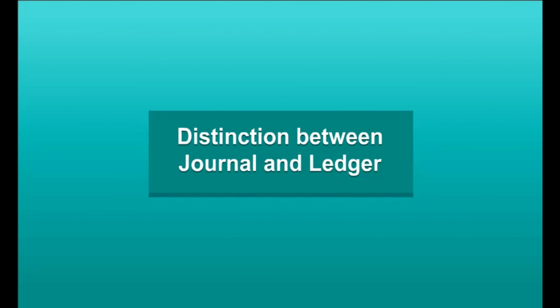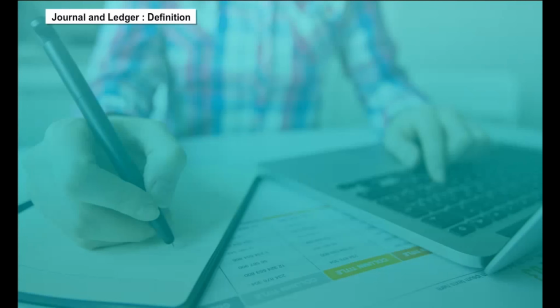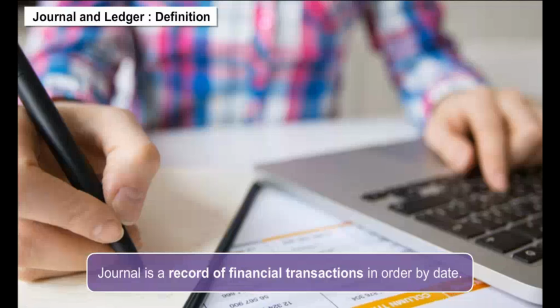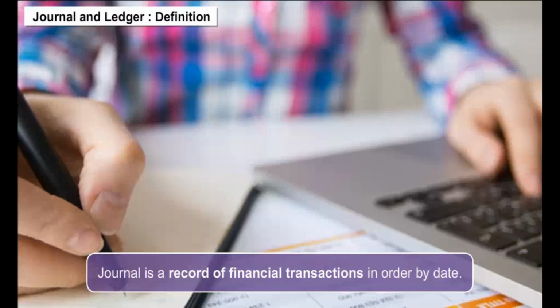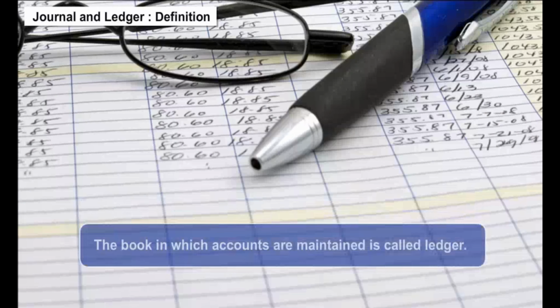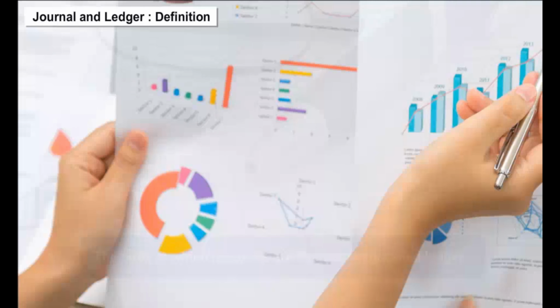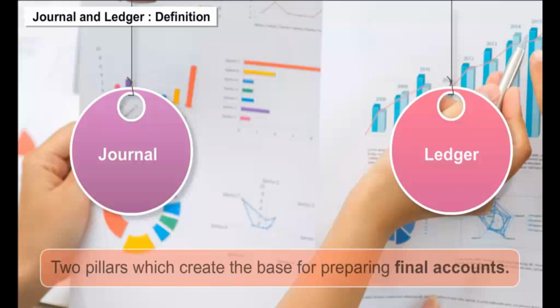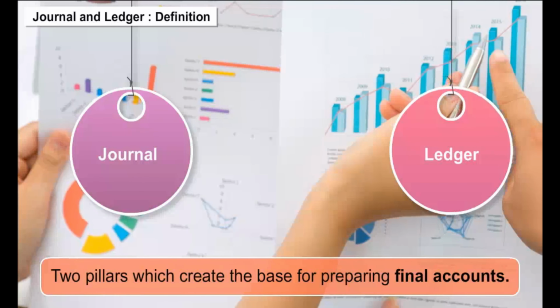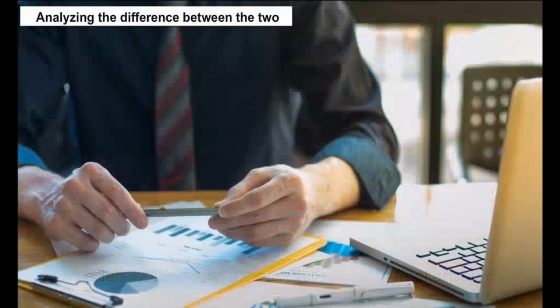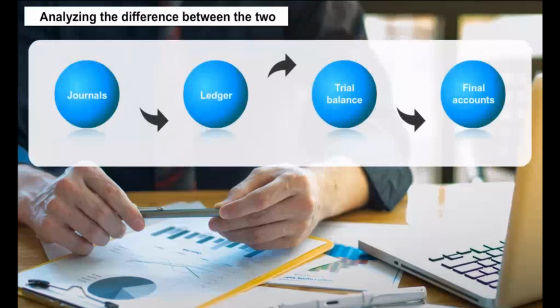Distinction between journal and ledger. Definition. Journal is a record of financial transactions in order by date. The book in which accounts are maintained is called ledger. Journal and ledger are the two pillars which create the base for preparing final accounts. Analyzing the difference between the two.